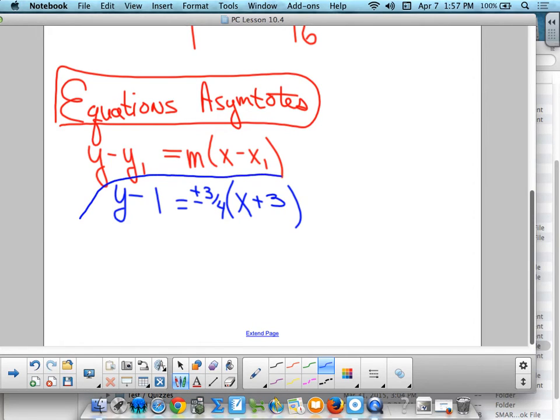Guys, I'm leaving this. I'm calling that good. Period 4 said, well, should I run it through and then add 1 later? I said, if you want to, you can. I'm not going to require you to. That's good enough for me. Y minus 1 equals positive negative 3/4 times x plus 3. You okay? Questions?